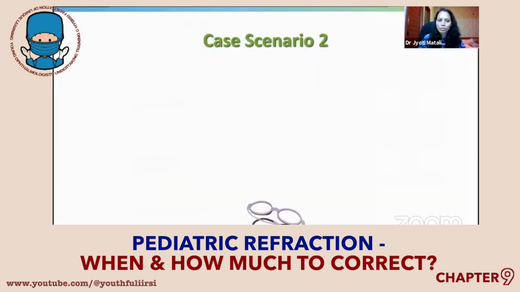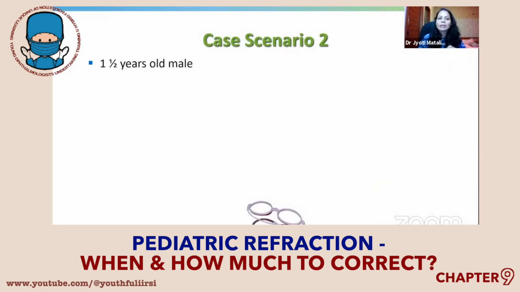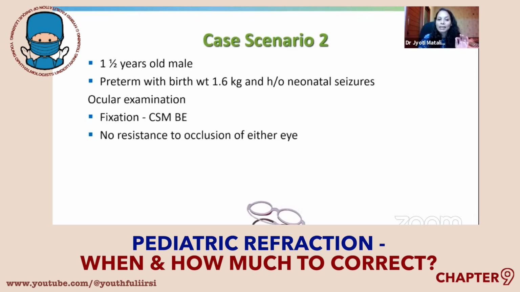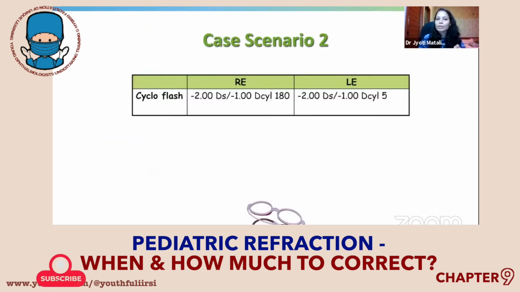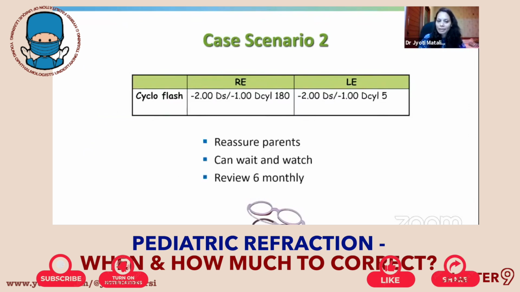Now let's look at case scenario 2. A 1.5-year-old male child, preterm, and we expect myopia with prematurity, with a history of neonatal seizures. Ocular examination shows central steady maintained, that's the CSM, and no resistance to occlusion, telling you that there is equal vision in both eyes. As I said, always look at squint, and that will also decide whether you really need to give glasses at that time or not. So no squint, no nystagmus, everything is perfectly normal. And his refractive error is -2 with -1 in both eyes. So you see it's similar to the child we saw who was 8 years old, but this is a 1.5-year-old. So what do we do? Reassure the parent, do not give glasses, wait and watch.